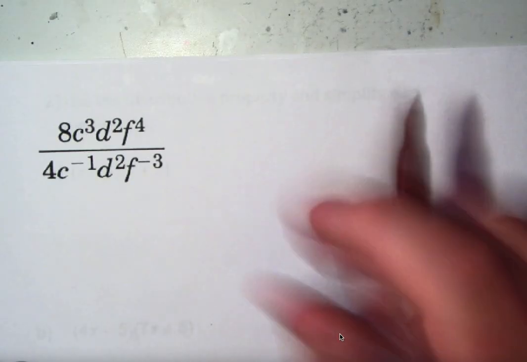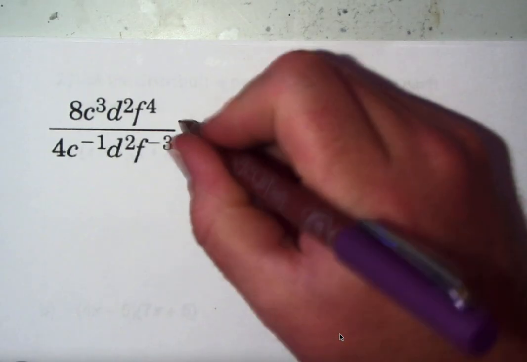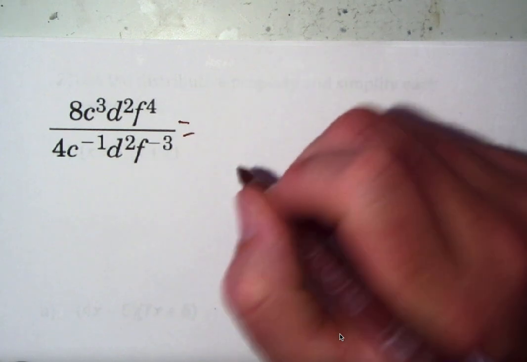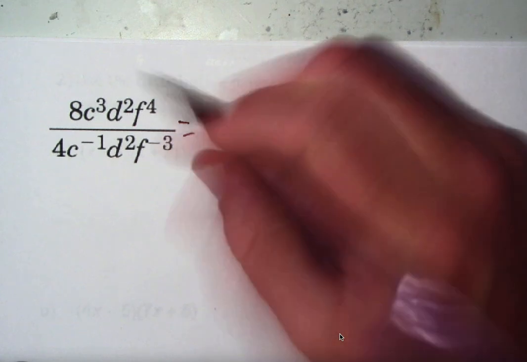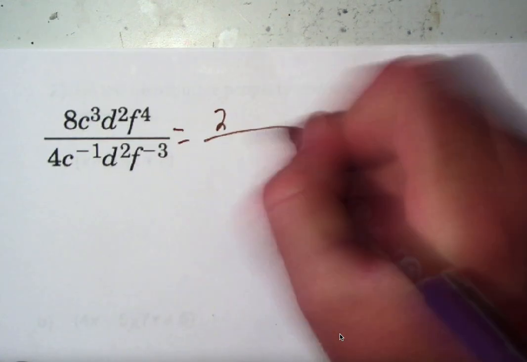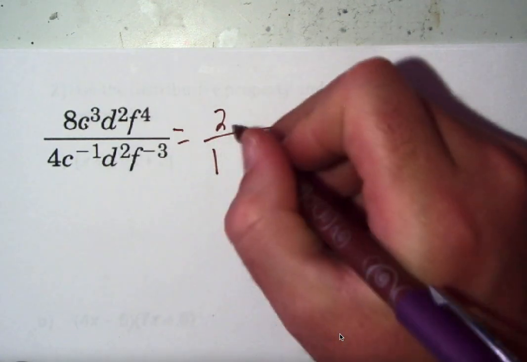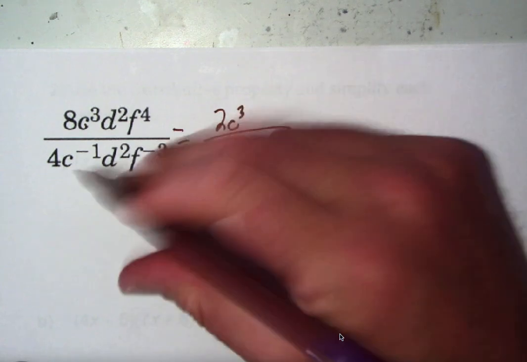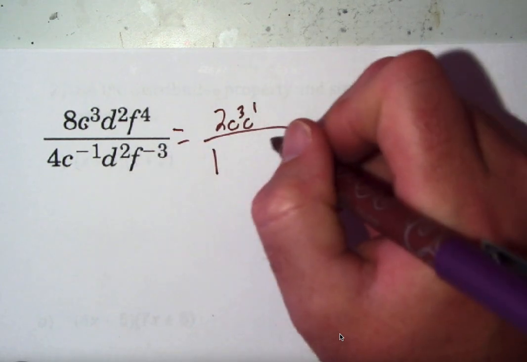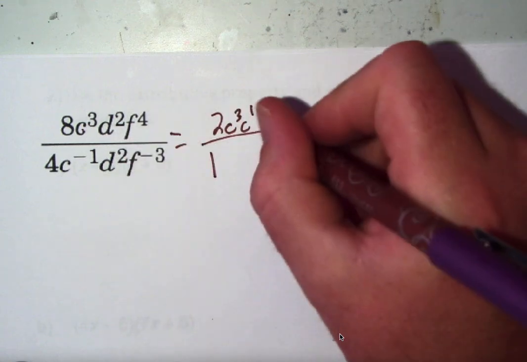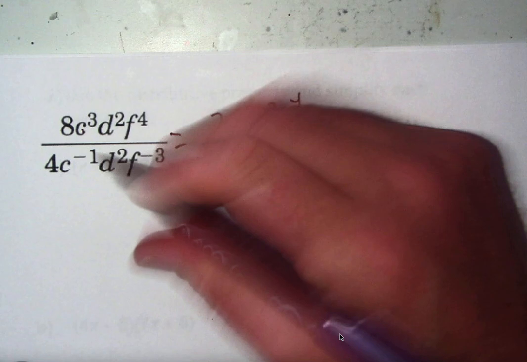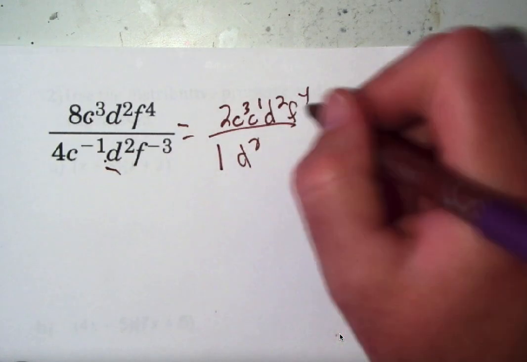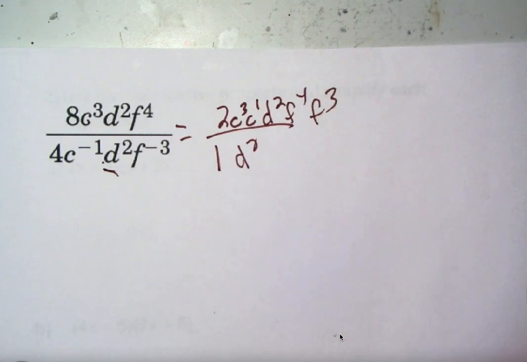Okay. There's one more for you to try. Pause me. Take a look. See if you can do it yourself first. Alright, I'm going to do it. 8 divided by 4 is 2 over 1. C to the 3rd is cool where it is. C to the 1st, actually, I'm going to shift up. D to the 2nd would be cool where it is. F to the 4th is. D to the 2nd in the denominator is good. F to the -3rd would shift up as F to the 3rd.